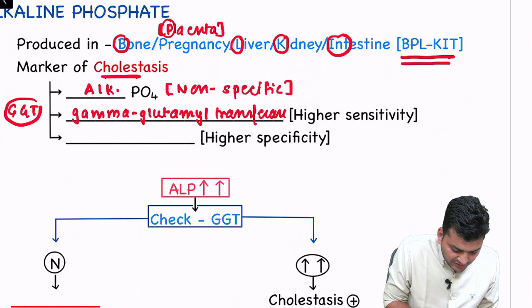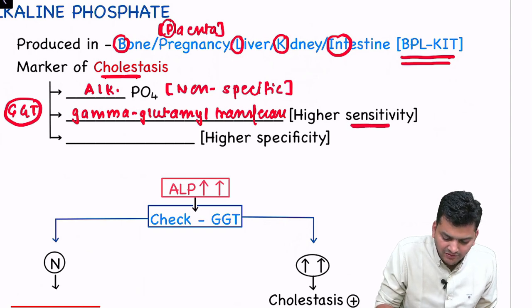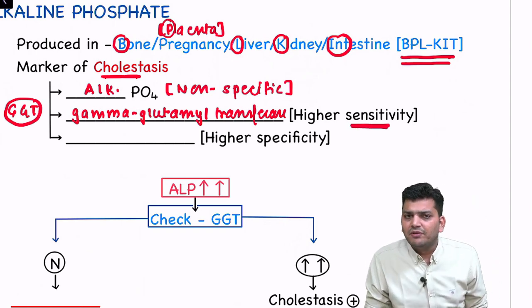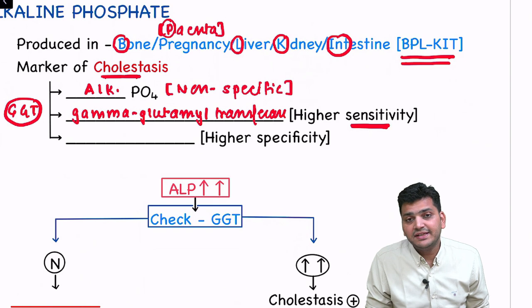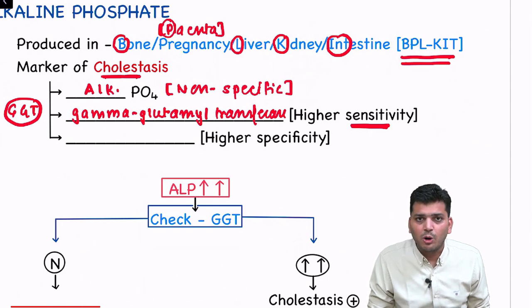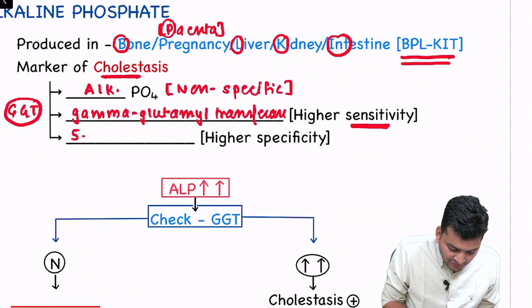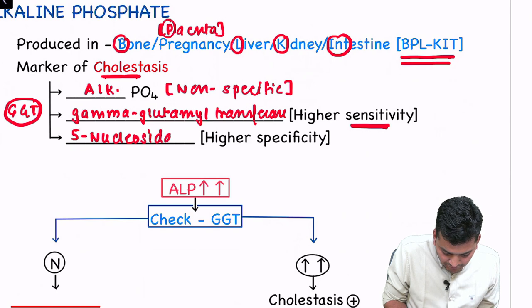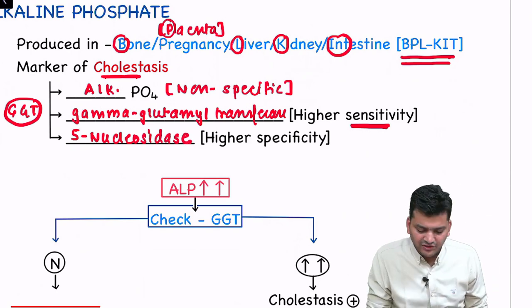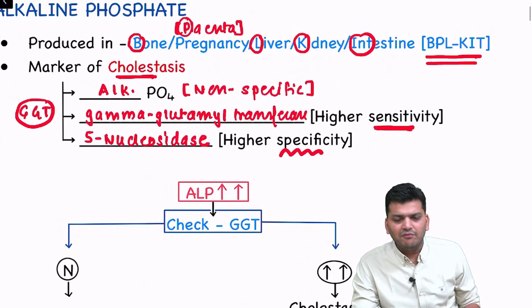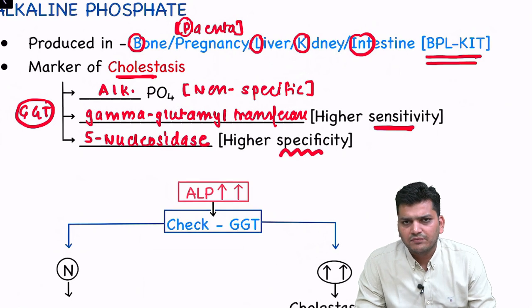Gamma glutamyl transferase has very high sensitivity, and it is a very specific enzyme which is increased if there is cholestasis, meaning there is a blockage in the biliary flow. Another marker is 5-nucleotidase. It is very specific. So we have several markers for cholestasis.